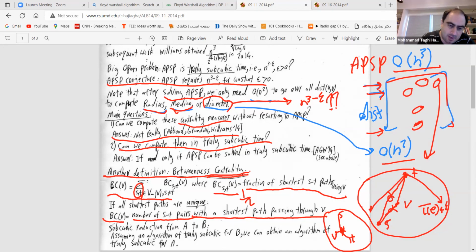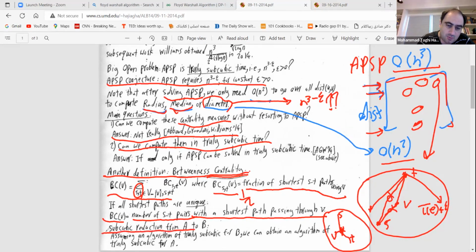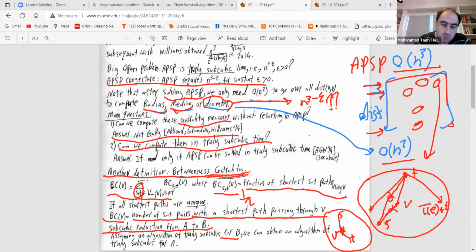And finally, this is the concept of subcubic reduction from A to B that we discussed. Assuming a truly subcubic algorithm for B, can we obtain a truly subcubic algorithm for A? So when there is a reduction from A to B, we want to solve A using B. If there is a subcubic algorithm for B, can we also solve A in subcubic time? That is called a subcubic reduction.